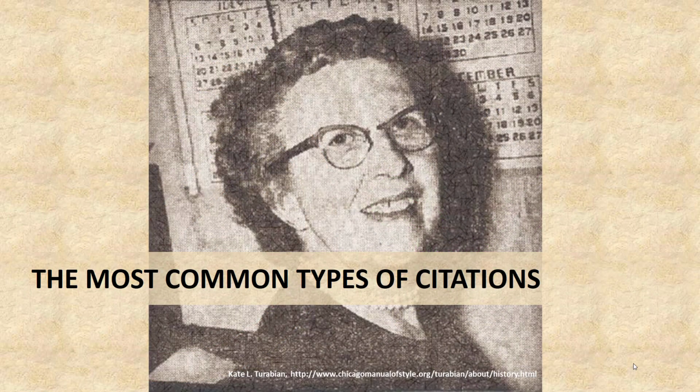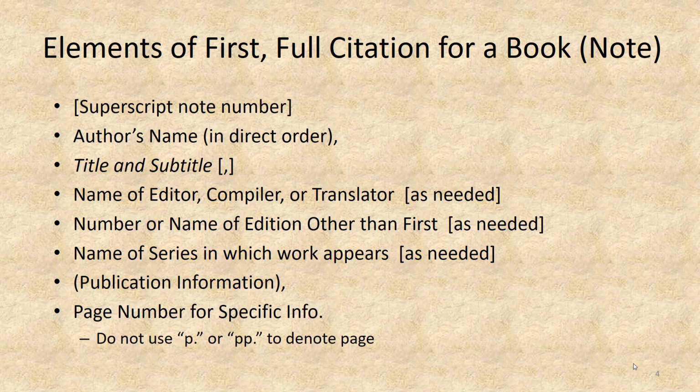We'll look now at the most common types of citations you will encounter: books, journal articles, newspapers, magazines, websites, manuscripts. We'll also talk about the differences between footnote citations and bibliographic citations. Here's a word of advice from Turabian. Punctuate note citations like sentences and treat note citation elements like clauses. Here's a list of elements for a first full citation of a book.